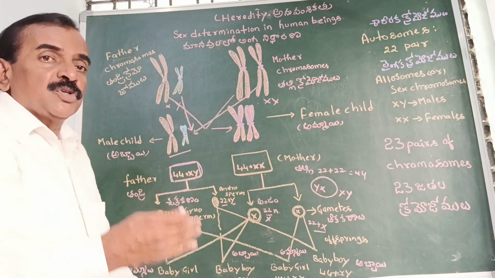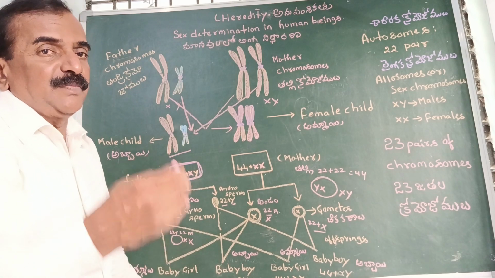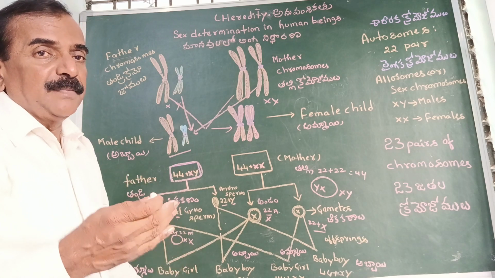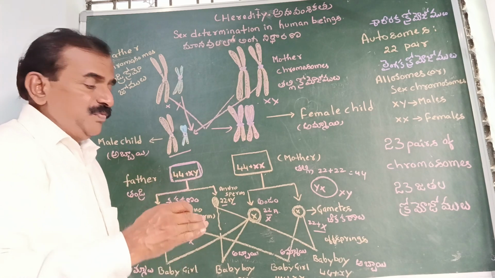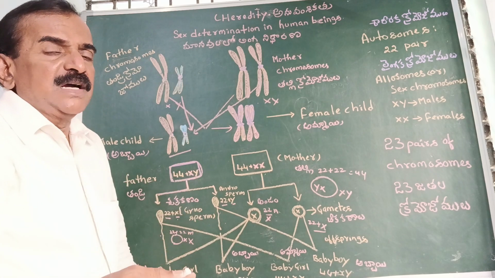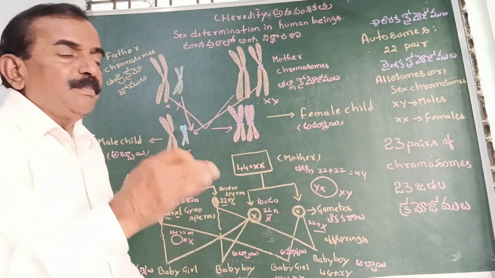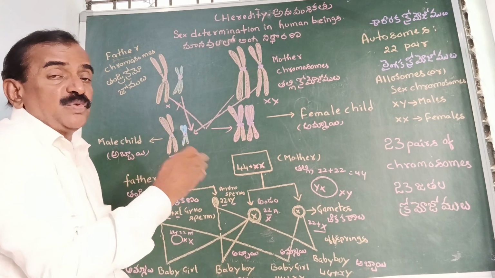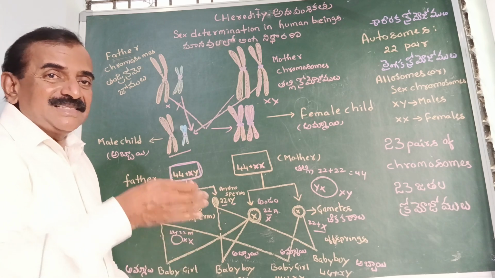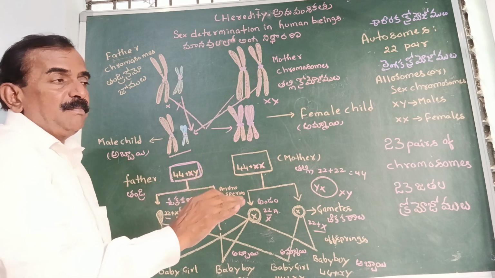So in this way, the sperms released by the males determine the sex of a baby. The father determines the sex of a baby, but not the mother. So we should not blame a woman who gives birth to a baby girl or baby boy. A baby girl or baby boy is born because of the chromosomes of the sperm which fertilizes the ovum. So sex is determined by the father but not by the mother.